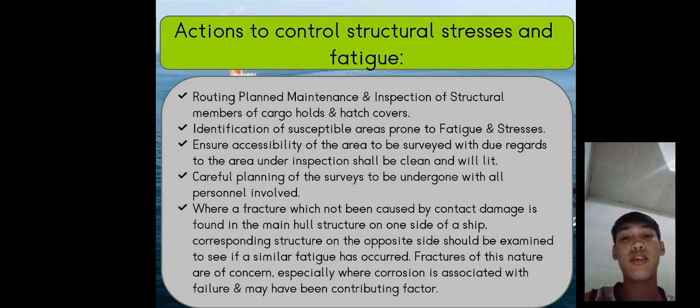Next, where a fracture which is not caused by contact damage is found in the main hull structure on one side of a ship, corresponding structure on the opposite side should be examined to see if a similar fatigue has occurred. Fractures of this nature are of concern, especially where corrosion is associated with failure and may be a contributing factor.